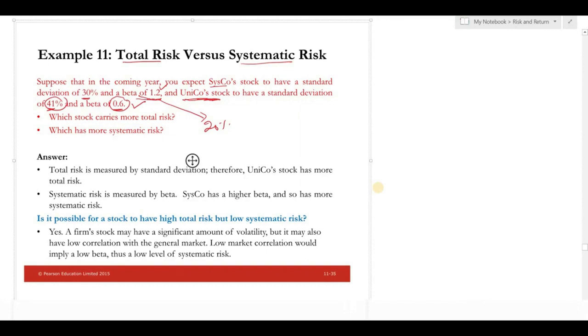Okay, so the next question is, is it possible for a stock to have a high total risk but low systematic risk? Yes, as we just saw, maybe it has a significant amount of volatility, meaning it has a high standard deviation, but it is possible that it has a lower beta, maybe 0.6. It means its return compared to the market is less, and its sensitivity is less compared to the market.